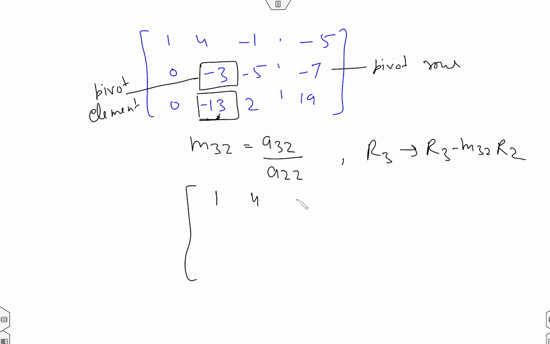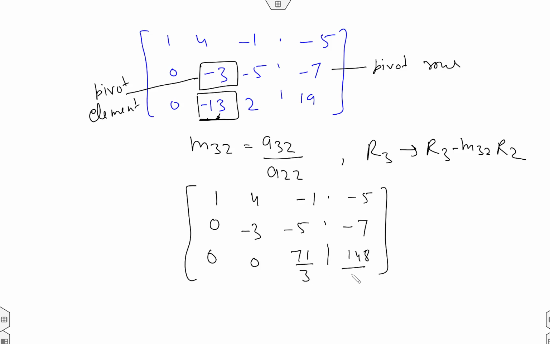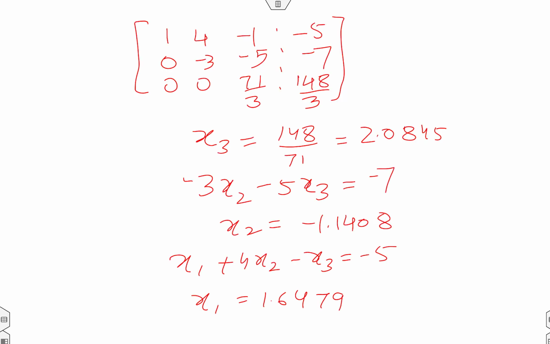The first row is 1 4 minus 1 minus 5. Okay, 0 0 0. The second row is as it is, because we are not applying any row operation to the second row. Here, after applying this row operation, you are getting 71 upon 3, 148 upon 3. So after applying row operations, we are getting this system of equations. This is an upper triangular form. From here we can write this system Ax equal to b, and x we can compute from the backward side.